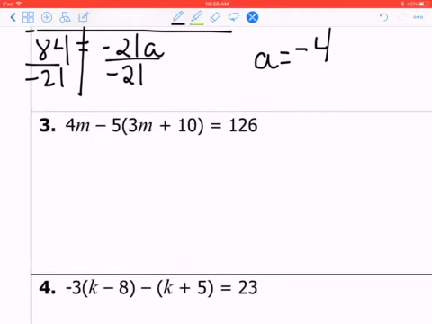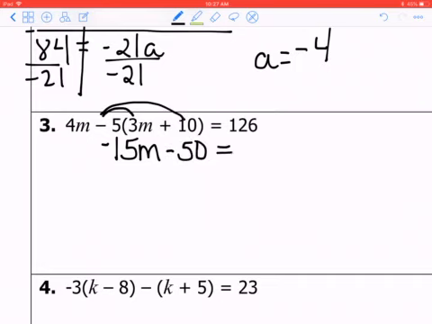This reads 4m subtract 5 and then the stuff in the parentheses, and that subtract 5 is really the distributive property with a negative 5. So I'm going to take negative 5 times 3m, which is negative 15m. Again, take negative 5 times a positive 10, which is negative 50. And then I'm going to bring everything else down.